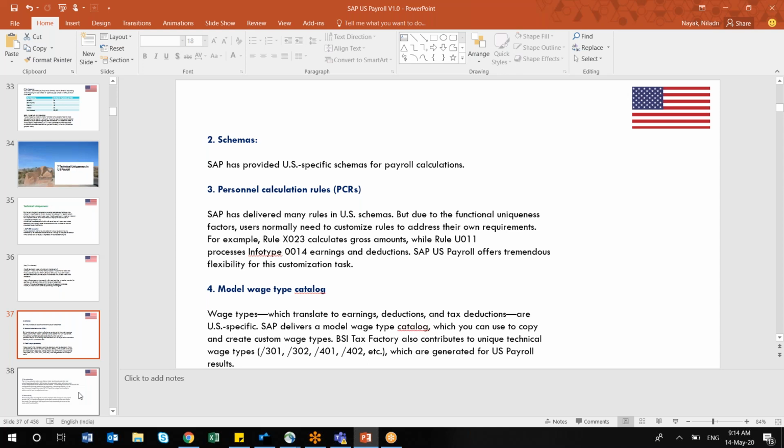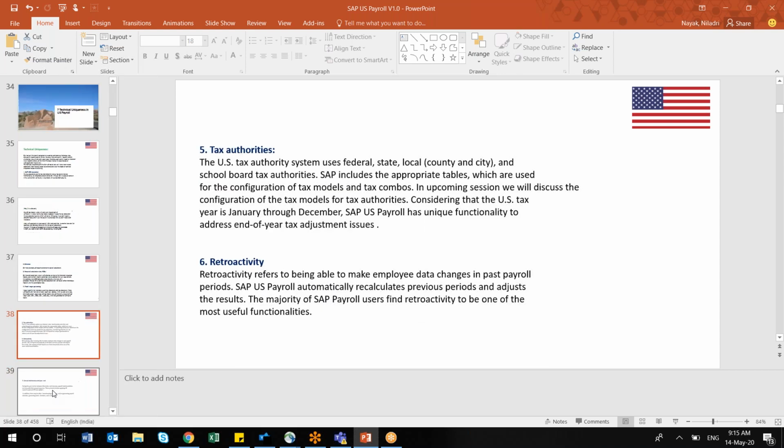Then the fourth one is the model based type. SAP provides some specific wage types for US payroll, like /301, 302, 401, 402. These are all generated in your US specific payroll results. We can use those standard wage type catalogs, and we can create our own custom specific wage types for the US payroll. So these are the fourth uniqueness from a technical point of view.